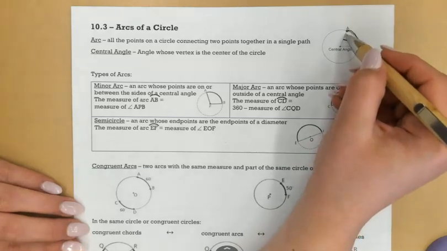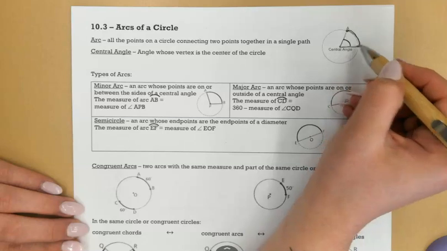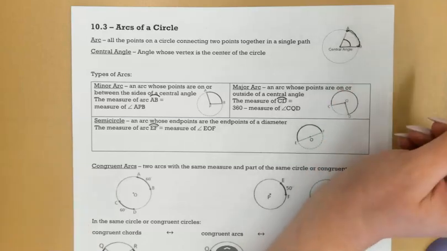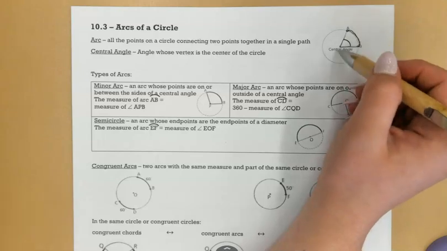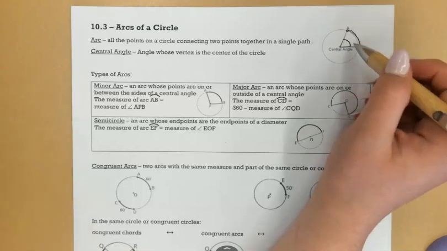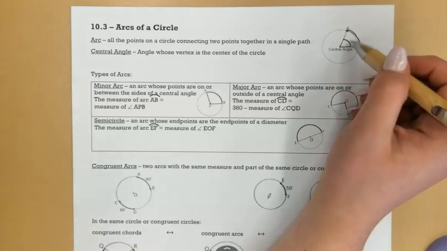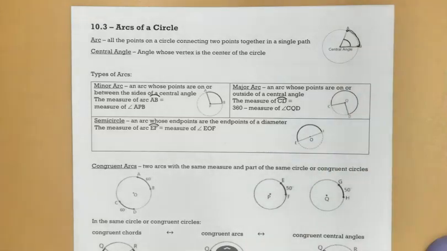Now, if you were to draw to your center from the points on the arc, that would form what we call a central angle. And so the way that we measure arcs is in the same measure as that central angle that it intercepts. So it's measured in degrees. So if the central angle was 60 degrees, the measure of arc AB would also be 60 degrees.